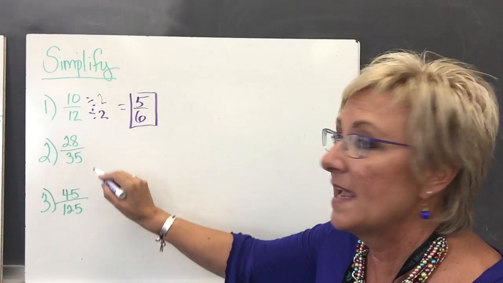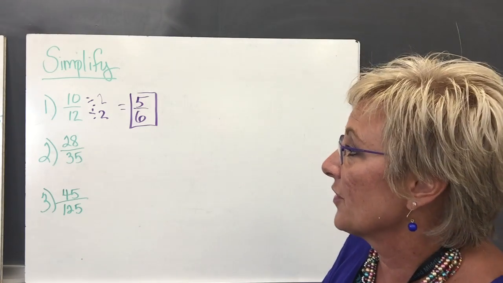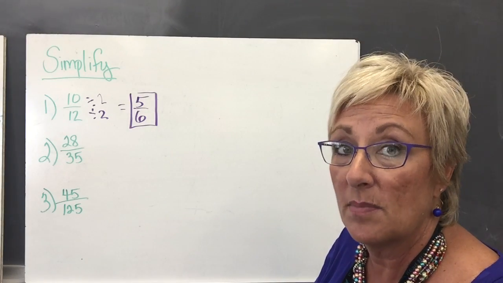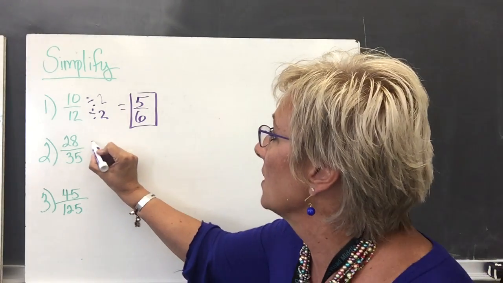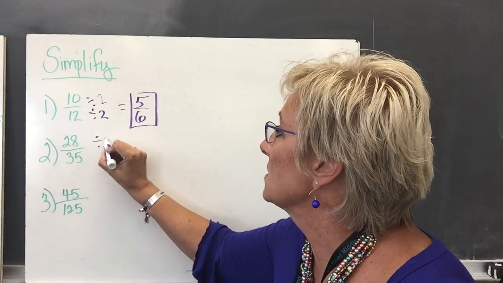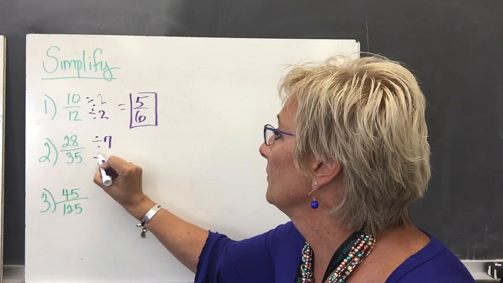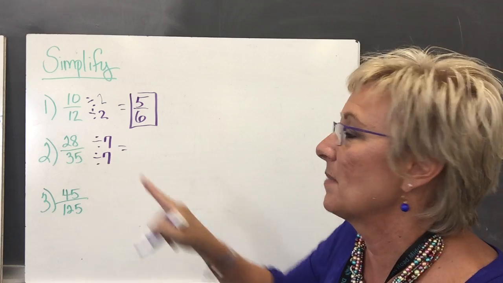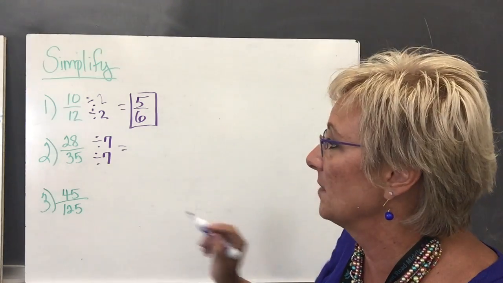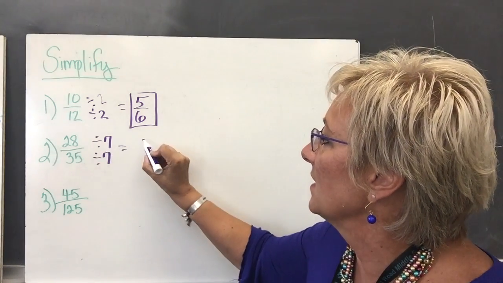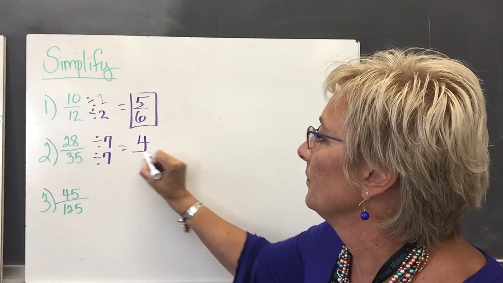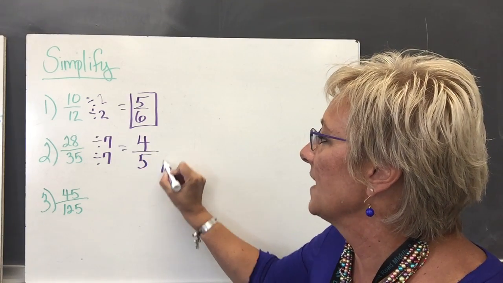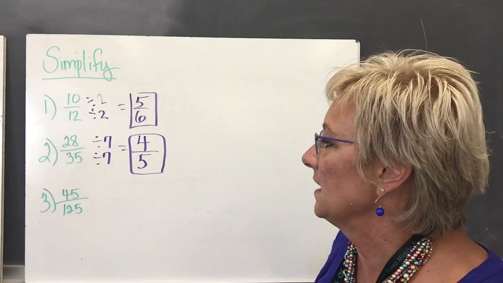Also, you've got 28/35. I know that 7 can go into both 28 and 35, so let's start there. Whatever I do to the top, I'm going to do to the bottom, because remember, we want to keep things equal, and 7 divided by 7 is really like 1, so I'm renaming. 28 divided by 7 gives me 4, and 35 divided by 7 gives me 5. So that is in the simplest form it can be in.